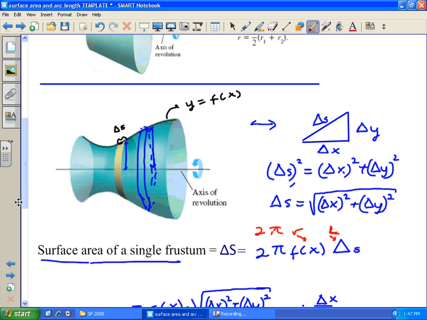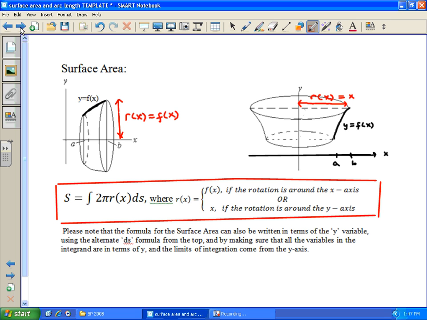Then you might wonder, okay, what if the rotation had been around the y-axis? Does the formula change a lot? Let me show you what the formula looks like if the rotation is around the y-axis. Again, this is on the bottom of your notes. So I've given you this formula on the bottom there. In general, this is what the formula looks like. 2 pi times the radius of the rotation, which I call r of x, times ds, which is the lateral side.